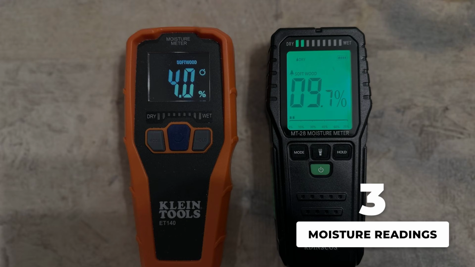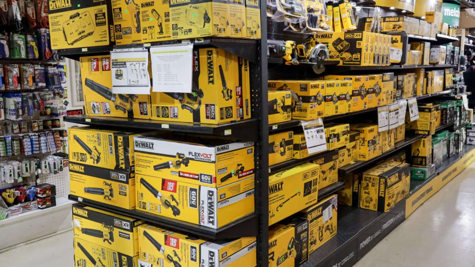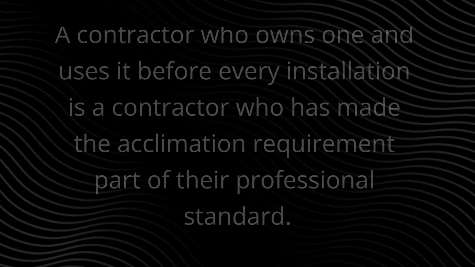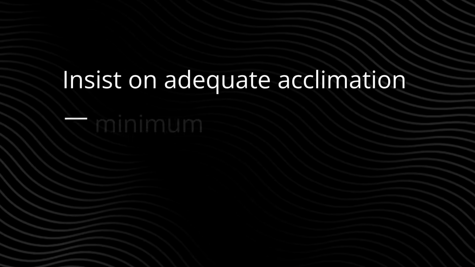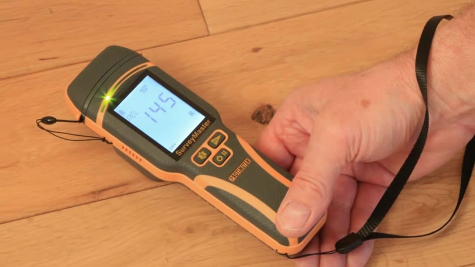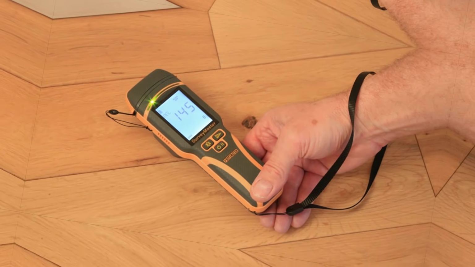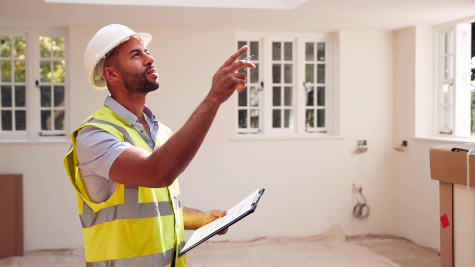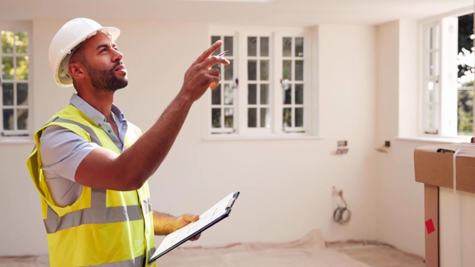The final detail: the moisture meter that documents the pre-installation condition of both the flooring and the subfloor costs between $50 and $200. It is available at any hardware store. A contractor who owns one and uses it before every installation is a contractor who has made the acclimation requirement part of their professional standard rather than an obstacle to their schedule. Ask if they have one. Ask to see the readings. The answer tells you everything about whose schedule is driving the installation.